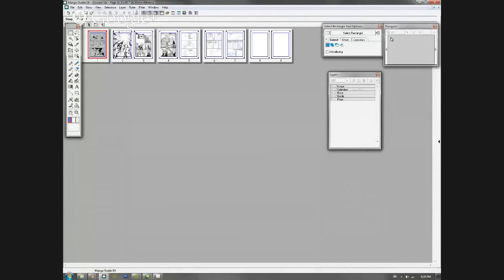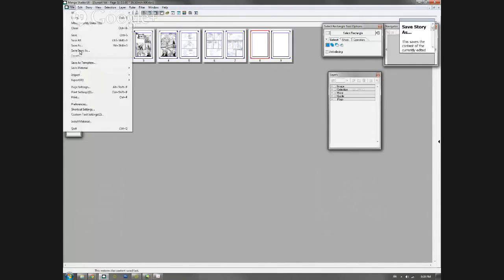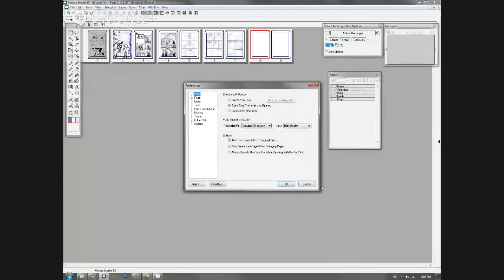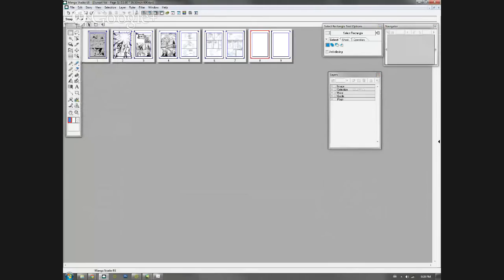Everything is in a book. You tell your program how many pages you want. You tell it what size your images are. You ask for your frames and your sizes of boxes and bleeds and things like that. So you've got all that information in the program.